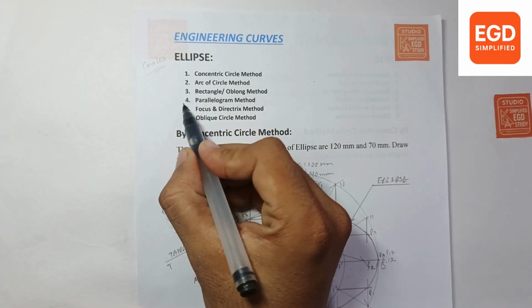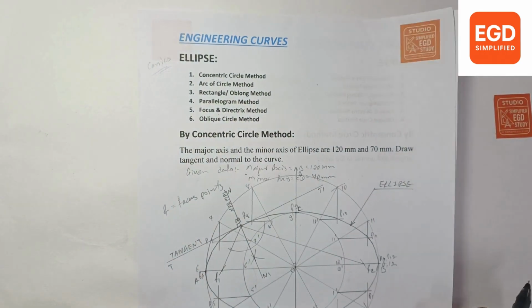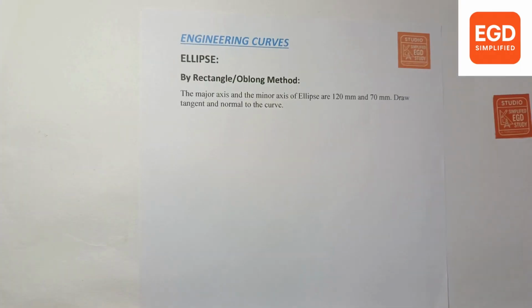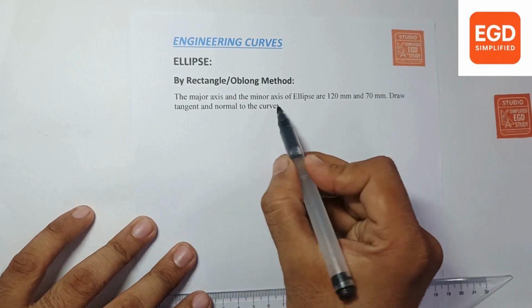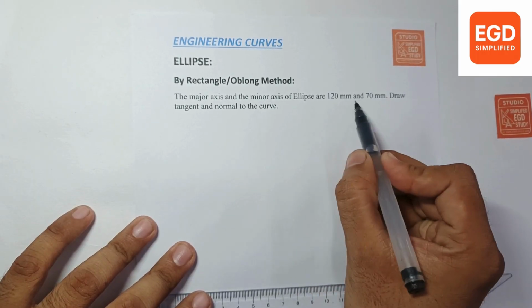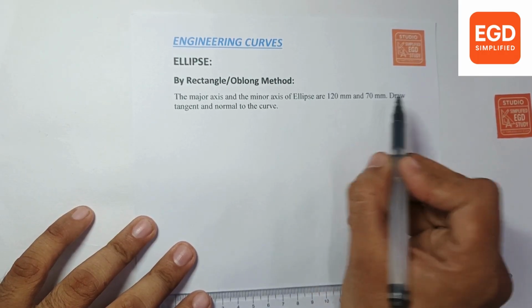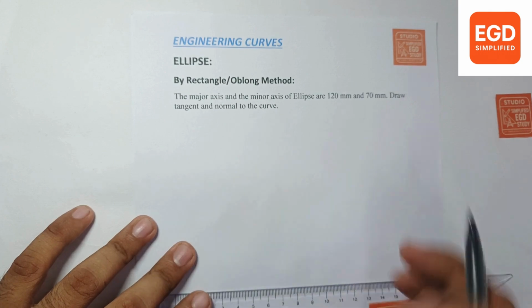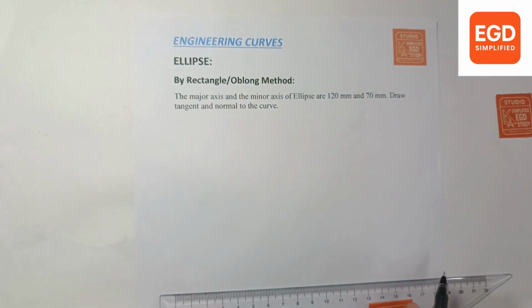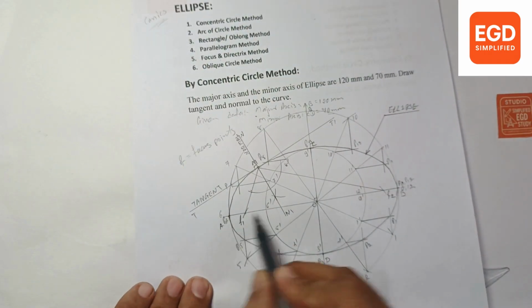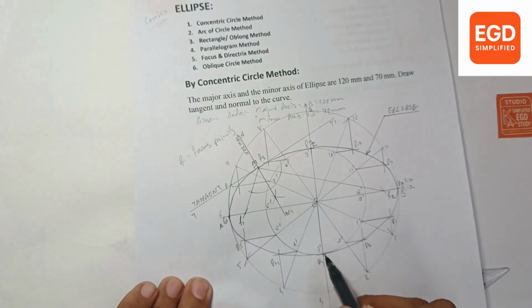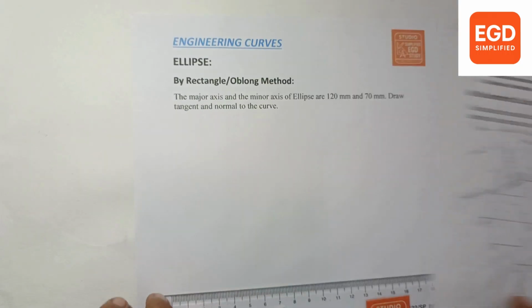The next method to construct an ellipse is the rectangle or oblong method. Here it is given that the major axis and minor axis of the ellipse are 120 mm and 70 mm. Draw the tangent and normal to the curve. As we know, an ellipse has its major axis and minor axis at 90 degrees.